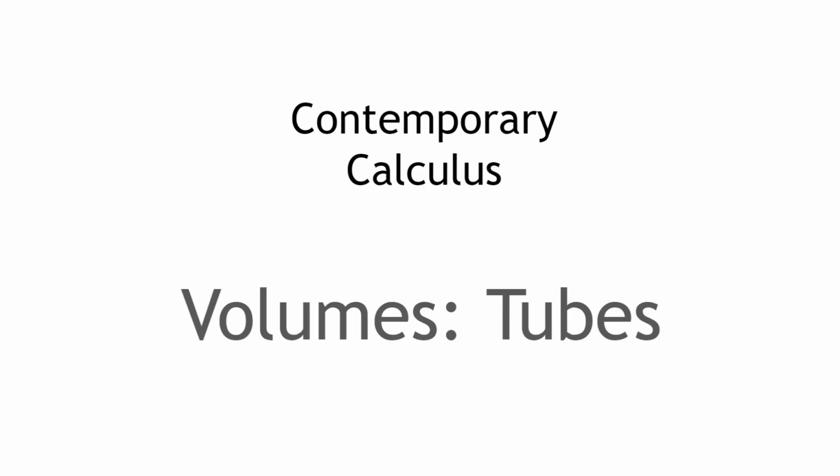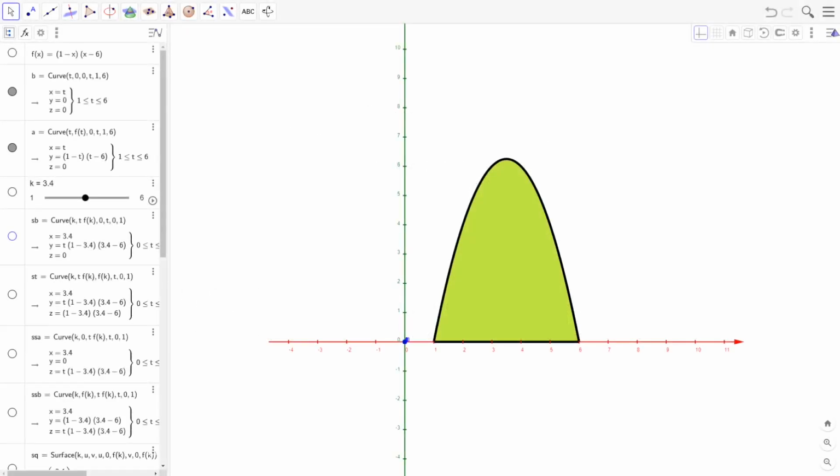In this video, we'll learn how to use definite integrals to compute volumes of solids of revolution where the slices are not in the shape of disks or washers, but rather tubes. Here's the graph of a region. The top boundary is the function y equals the quantity 1 minus x times the quantity x minus 6, and the bottom of this region is the x-axis.